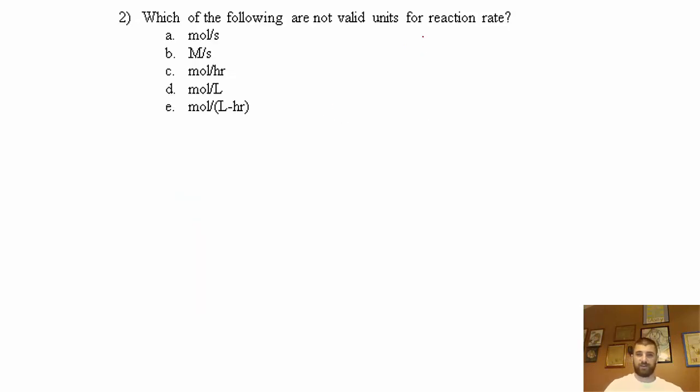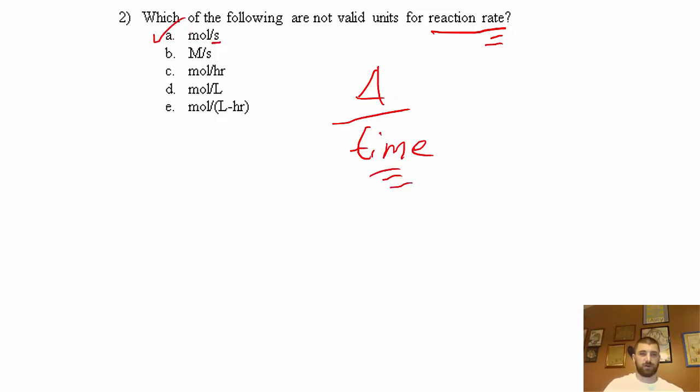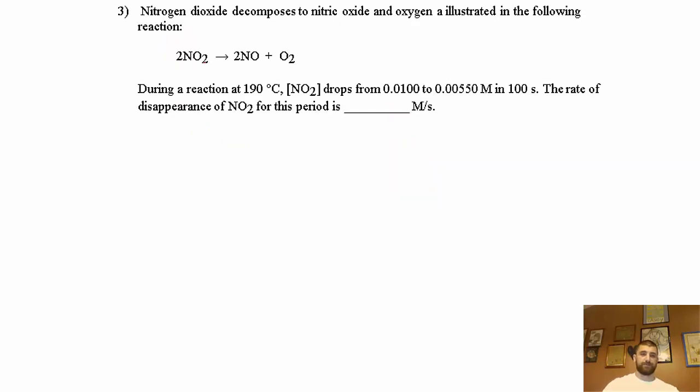All right, number 2. Which of the following are not valid units for reaction rate? So rate, we have to take a look at change over time. So there needs to be a time factor here. So A, we got moles per second. That would work. B, we got molar per second. That would also work. Mole per hour. That would work. Moles per liter. That would not work because there's no change over time. There's no time in that one. So that one wouldn't work. Moles over liter hour. Well, that would work because we have moles per liter, which is really molar per hour. That would also work. So D would have to be our final answer.